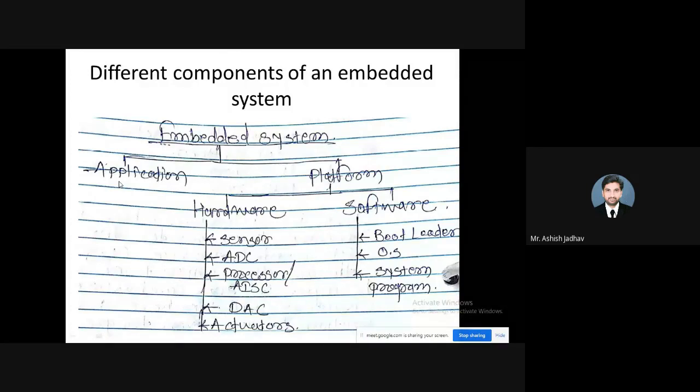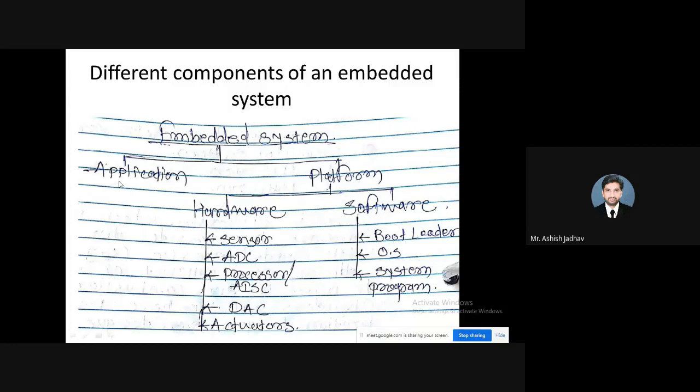So these are all the different components of an embedded system. Let me quickly revise once again. Embedded system is one of the components of IoT. Now, here we are talking about components of embedded system. Embedded system is broadly divided into two categories. One is application, second one is platform. Application is nothing but a software which provides different services to the user, whereas platform is nothing but a combination of hardware and software.